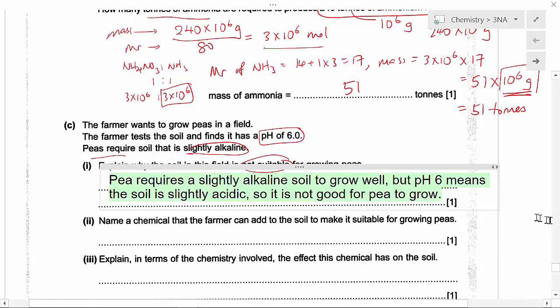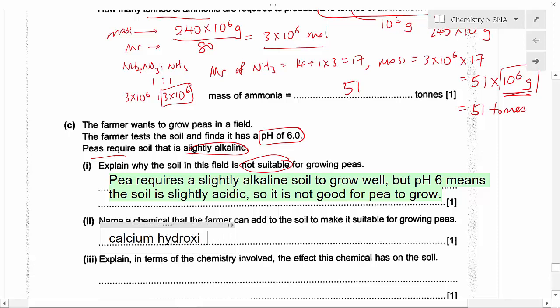If you require alkaline soil, then you must have pH more than 7. In this case, you need alkaline, meaning more than 7, but pH 6 means the soil is acidic, so it's not good for the pea to grow. And of course, name a chemical that you can add. Now this one you cannot forget is calcium hydroxide. Okay, this question is very common, asked many times over the years, so make sure you remember.